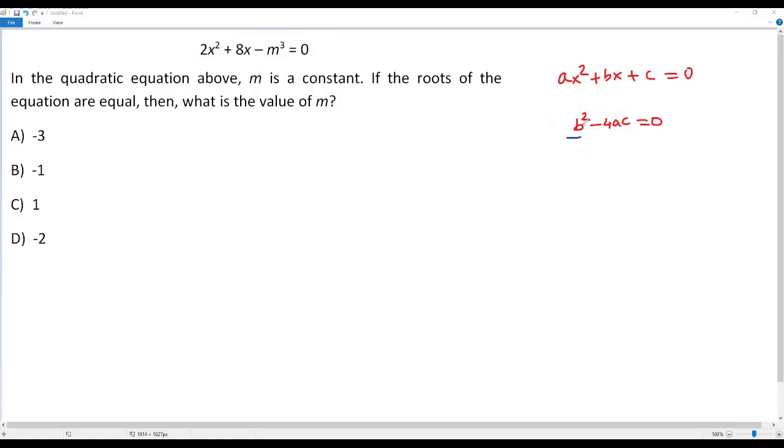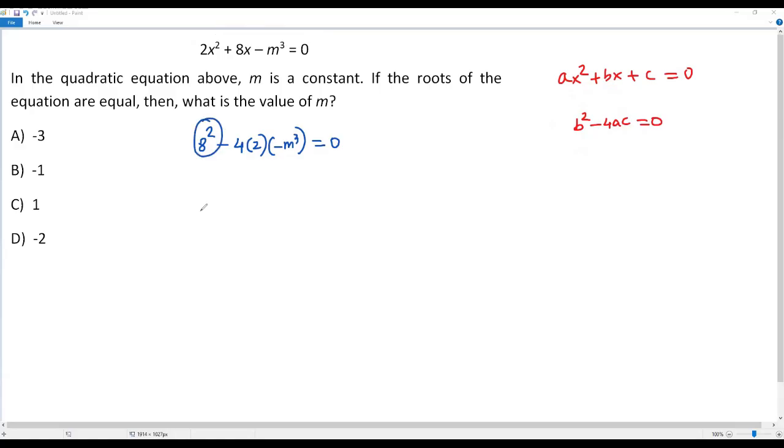Okay, to get the value of b, we have to consider the coefficient of x. For the value of a, we have to consider the coefficient of x². And for c, we have to consider the constant term. Here for b, the coefficient of x, we get 8², that is b². Minus 4 times, for a, we have 2. And for c, we have −m³, equals 0.